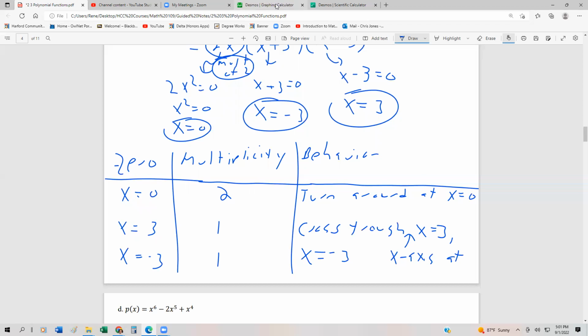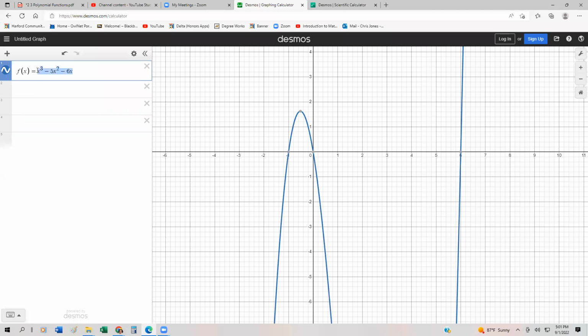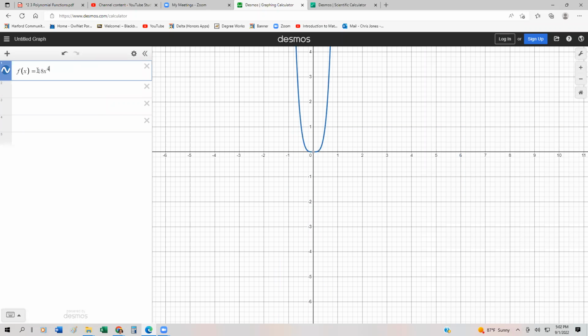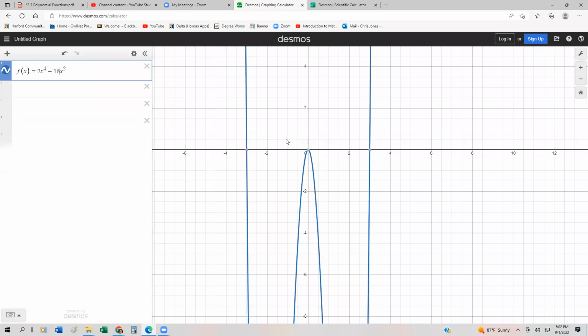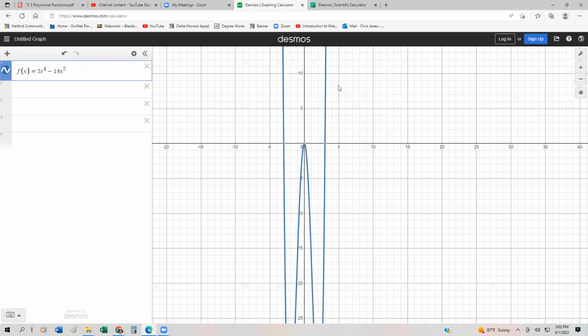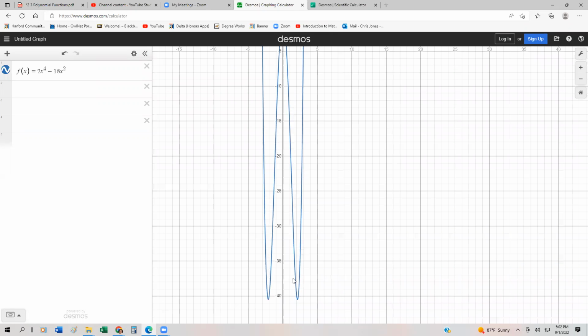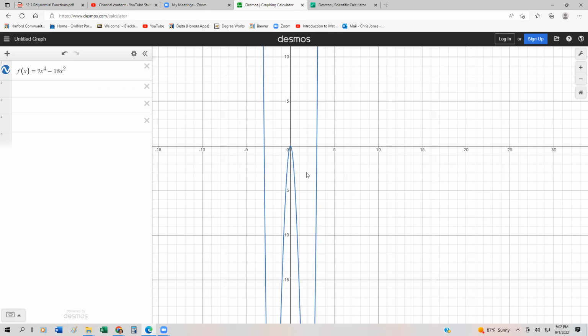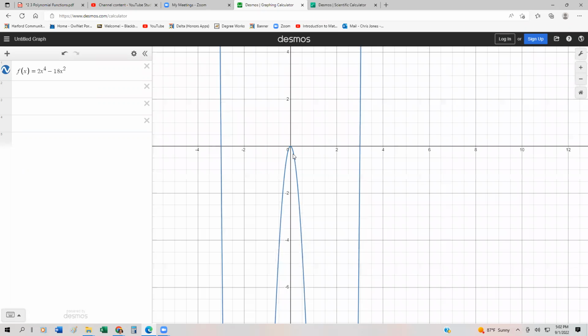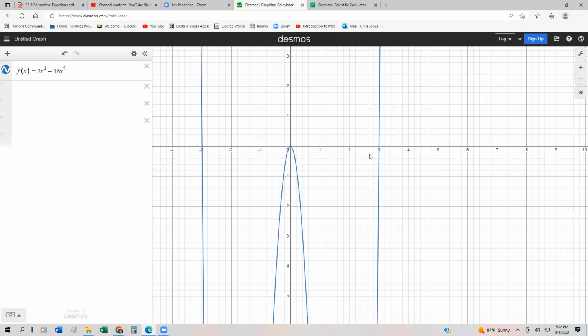And if we do so, remember our function was 18x to the fourth minus 2x squared, right? Or maybe it was the other way around. Excuse me, it was 2x to the fourth minus 18x squared, right? And if we zoom out some, not a lot, because it does have really low behavior down here, but notice right here at 0, it turns around, okay? And these are the points positive and negative 3. It crosses through the axis there.